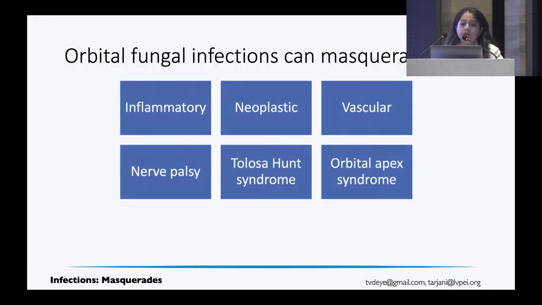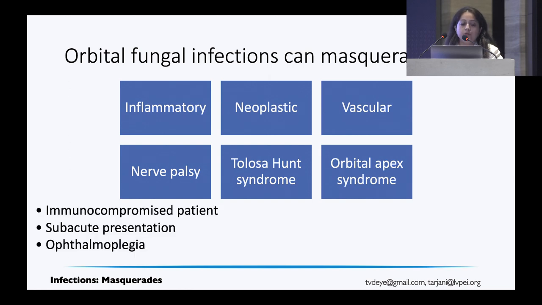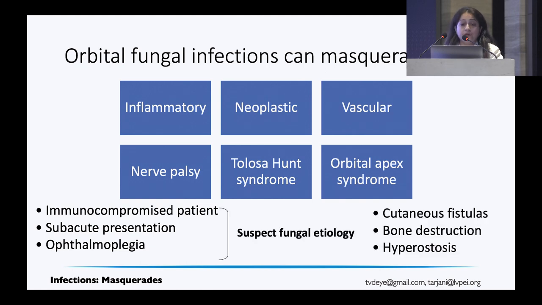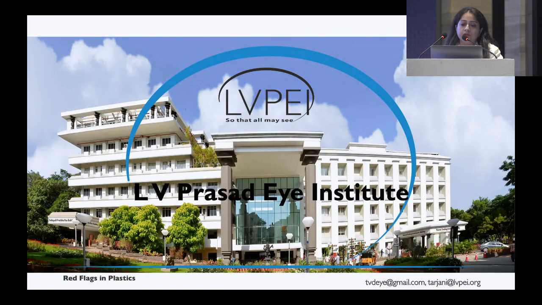So to summarize, fungal infections can masquerade as anything under the roof. Typically, you'd see it in an immunocompromised patient. It has a subacute presentation. Ophthalmoplegias are very common. If you see cutaneous fistulas, bone destruction, or hyperostosis of the bone, still suspect fungal. Microbiology and pathology really come in handy in these situations. Thank you very much.